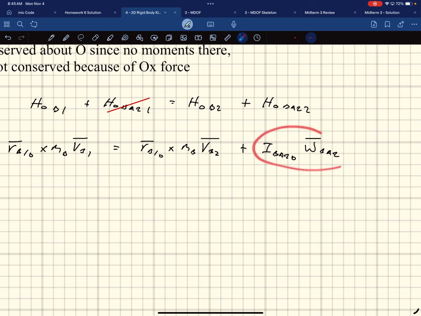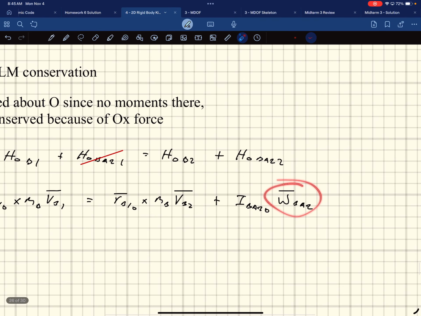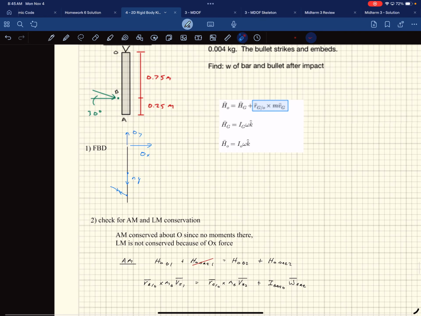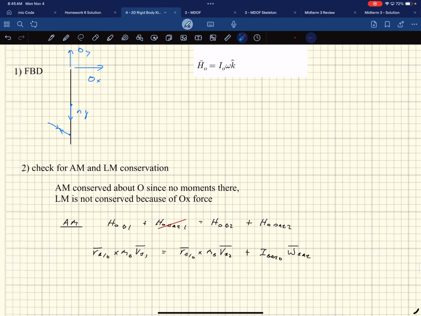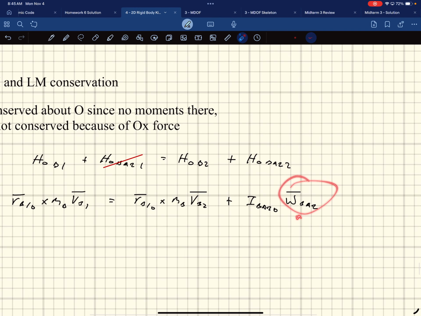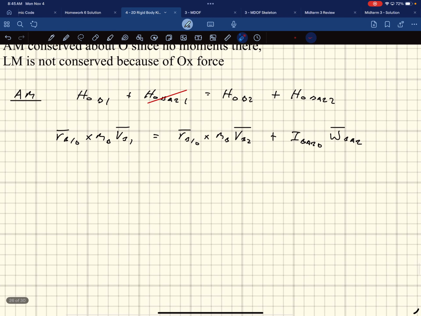And then we have this moment of inertia of the bar about O, because we're going to do it about the fixed point. That's where our momentum is conserved about, times omega bar. And what we're after here, by the way, is this omega bar, right? The problem statement says find omega, the bar, and bullet after the impact. So really we're after that omega bar. Okay? So at this point, we just start cranking stuff out.